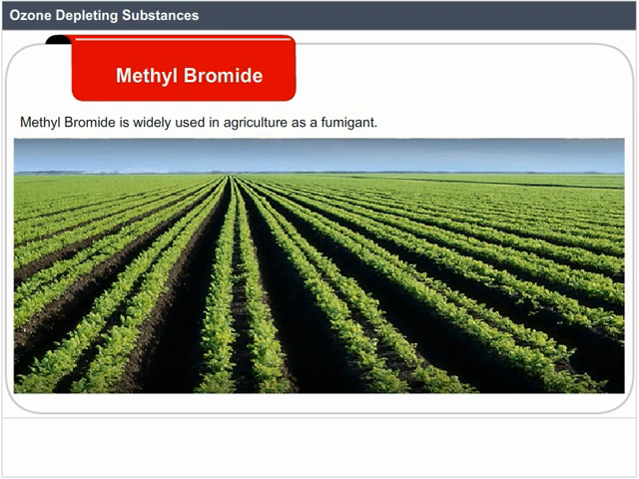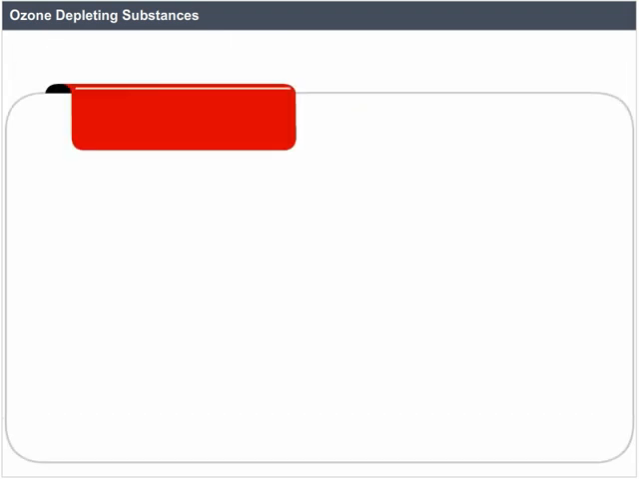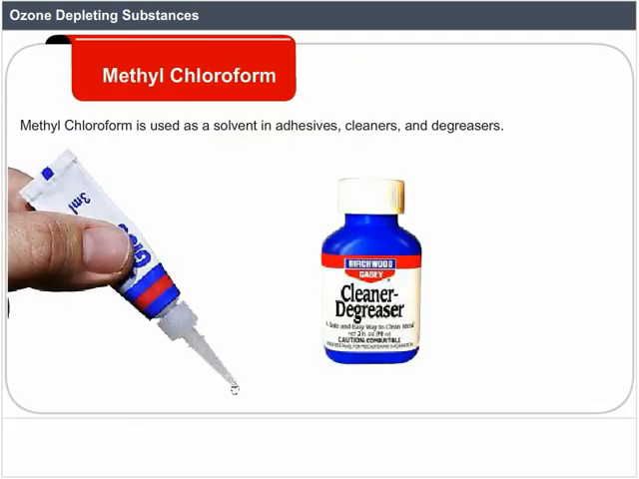Methyl bromide. Methyl bromide is widely used in agriculture as a fumigant. Methyl chloroform. Methyl chloroform is used as a solvent in adhesives, cleaners, and degreasers.